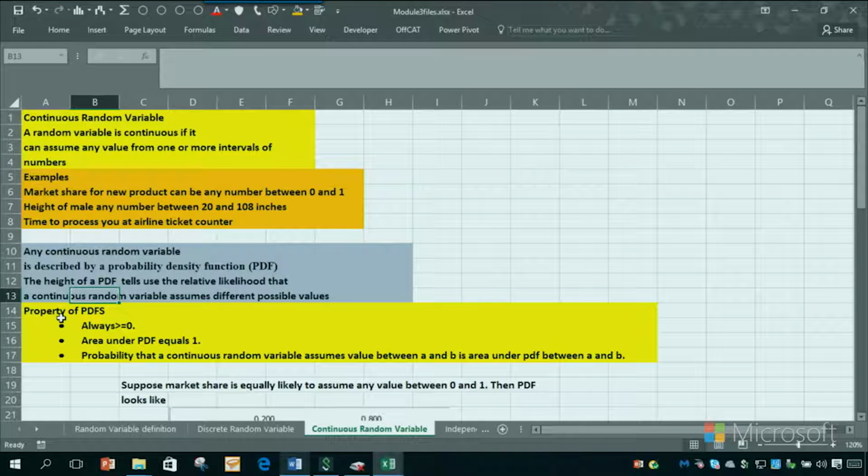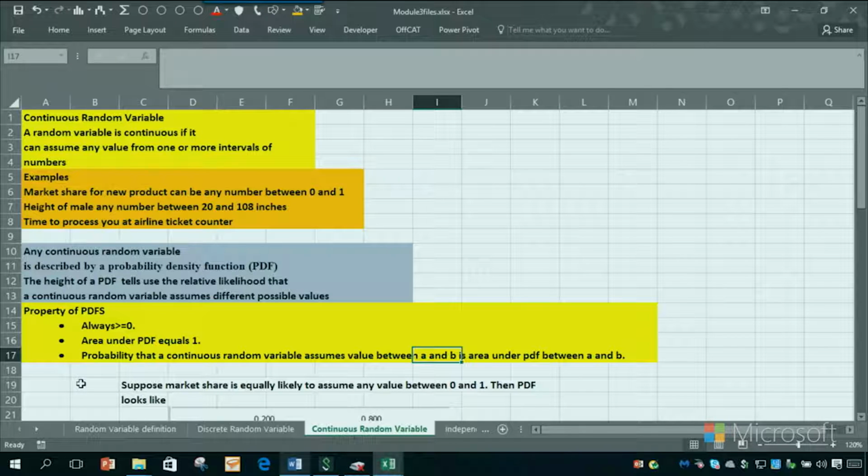So what are some properties of PDFs, or probability density functions? Then we'll look at two examples. First of all, a probability density function must always be non-negative, just like a probability. The total area under a probability density function equals 1, and this is so important. If you want to get probabilities for a continuous random variable that is between A and B, you take the area under the probability density function between A and B.